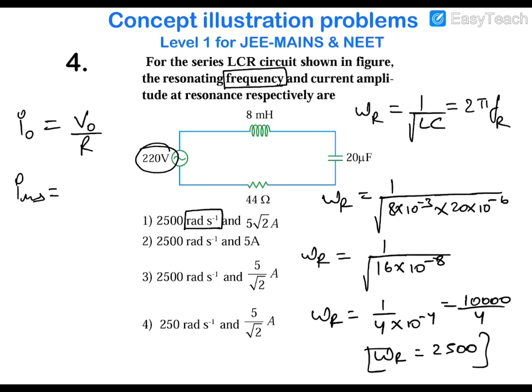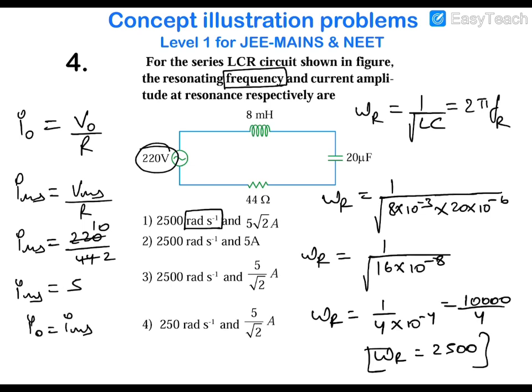So IRMS will be equal to VRMS upon R. IRMS will be equal to VRMS is 220 upon R, where R is the resistance, it is 44. So IRMS will be equal to 5. And I naught will be equal to IRMS into root 2. So I naught will be equal to 5 root 2. So the correct answer will be option 1. Now let's move on to the next question.